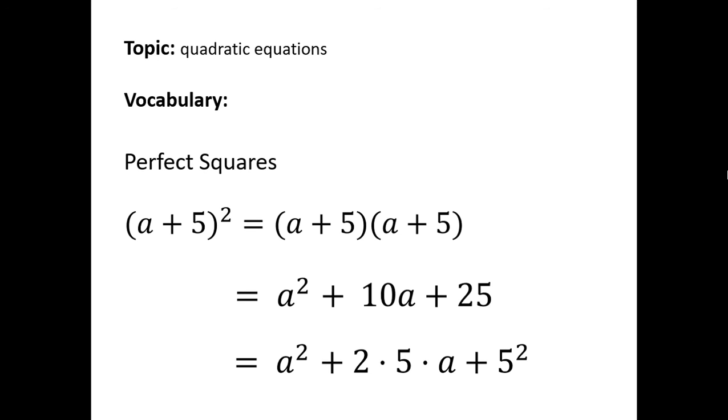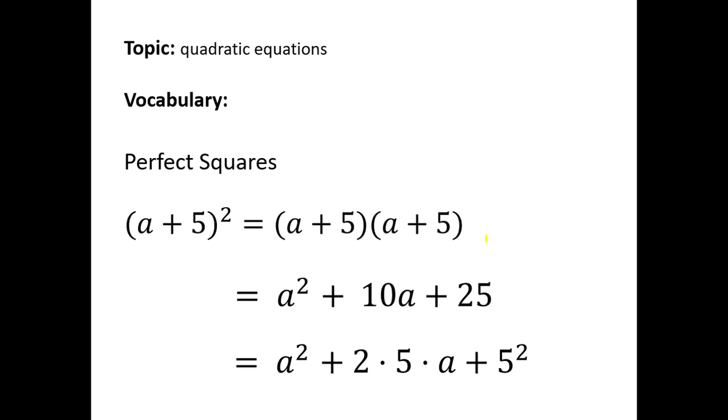This is another video in our series on quadratic equations. In this video we're continuing with the subject of perfect squares quadratic equations. A perfect square quadratic equation is a quadratic equation where the two factors that you multiply together to get your quadratic equation are exactly the same. So a plus 5 times a plus 5, or in other words, a plus 5 squared. So that's a perfect square.